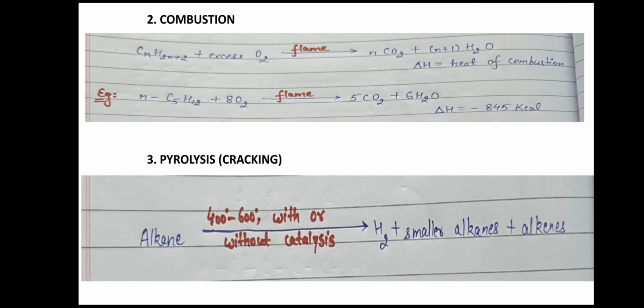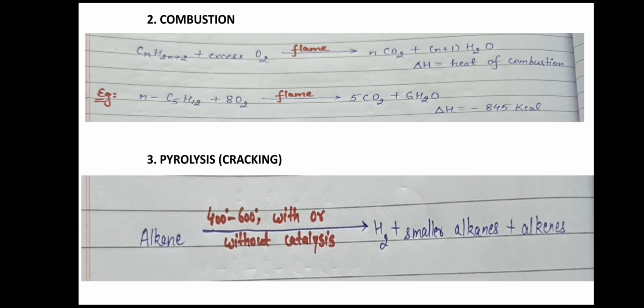Next reaction is combustion. We have to put the alkane with excess oxygen with heat, and we will get carbon dioxide and water plus heat. For example, we have taken C5H12. When we react it with oxygen, we will get 5CO2 plus 6H2O.